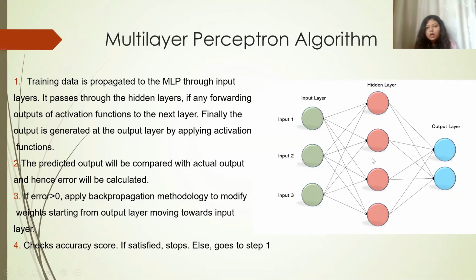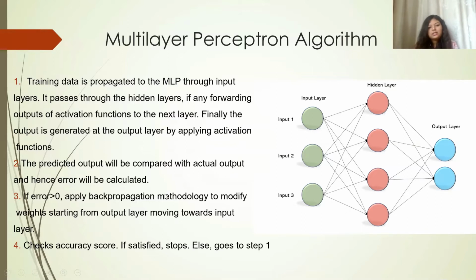So the multilayer perceptron algorithm mainly propagates the input data through the input layer, and it passes through the hidden layer, and then it passes to the output layer, with the activation function required for the output layer passed by the hidden layer. Then finally the output is generated at the output layer by applying activation functions. So what have I said before? The predicted output will be compared with the actual output, and hence the error will be calculated.